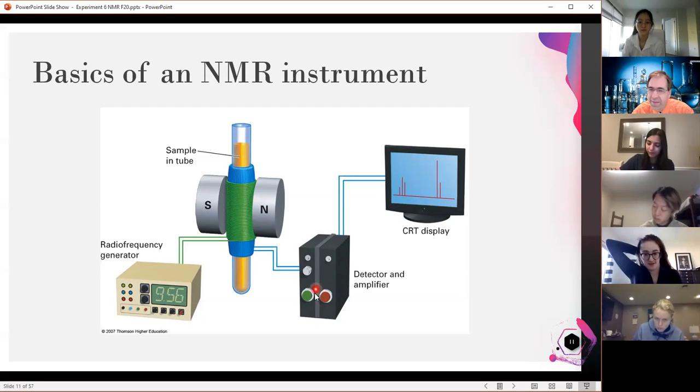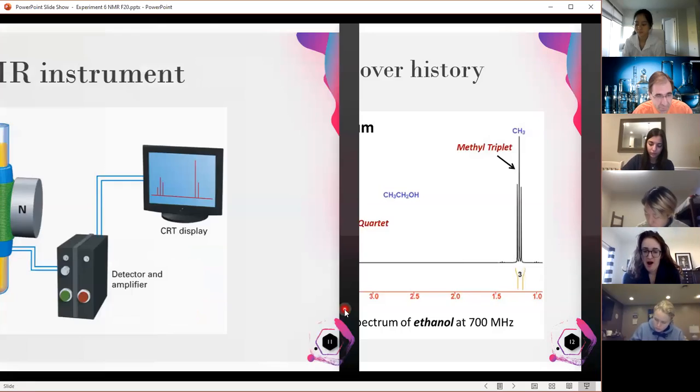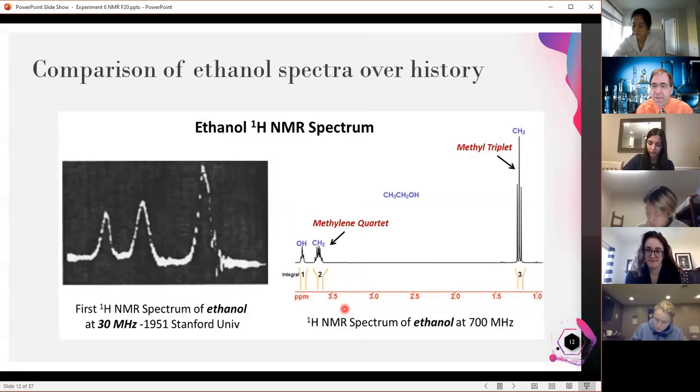Then you need some way to detect it. And a CRT display, cathode ray tube. Nowadays, we probably would not use a cathode ray tube display. That's like old TVs and things like that. But anyway, it's pretty simple, right? You just need something that generates the energy, your sample in a magnetic field, and a way to detect that. So here's what some of these look like.